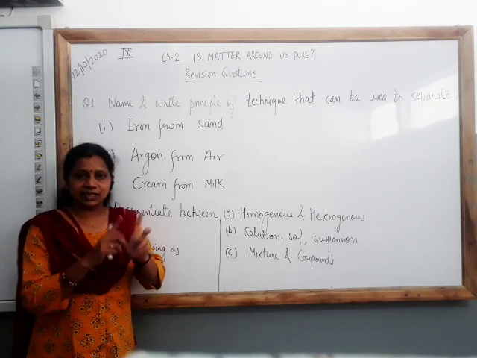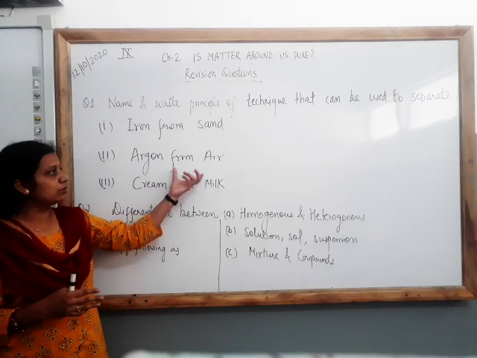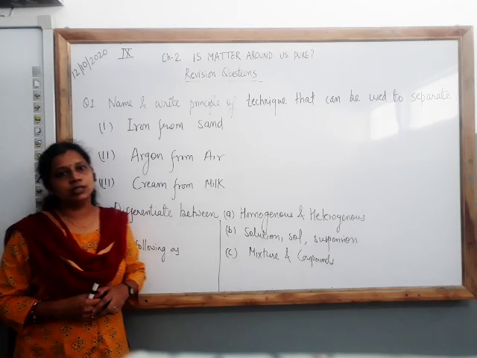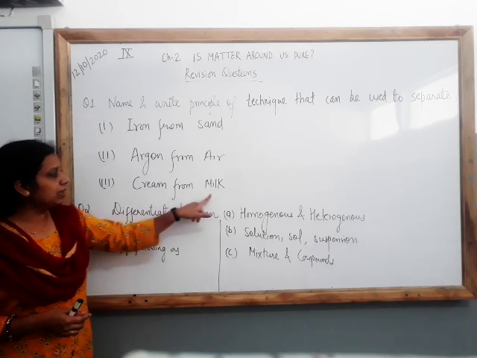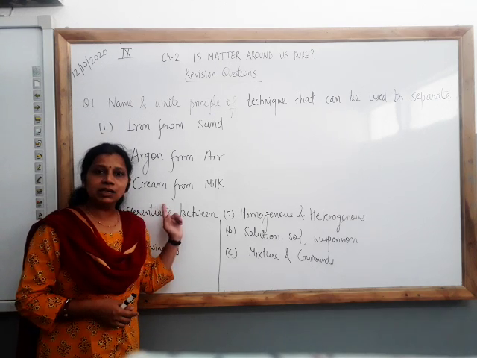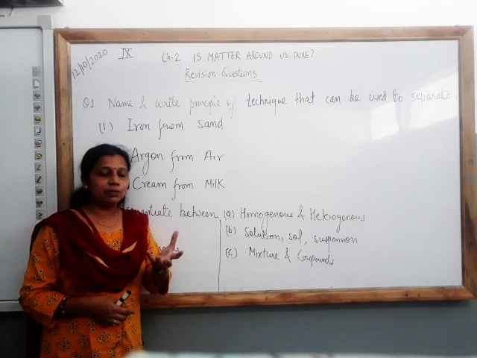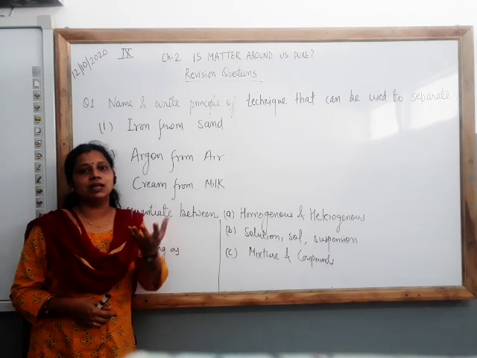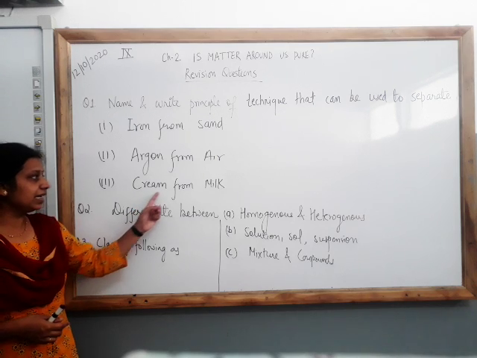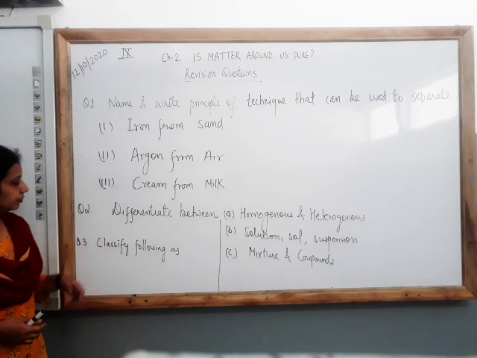So for argon, no need to make that diagram. Simply make the flow chart and write one or two lines about the boiling point of argon and how you are going to separate it. Cream from milk, this is centrifugation. So you have to write the principle. The machine is rotated at very fast speed and the heavy particles settle down and the light particles remain or float on the surface, and cream gets separated from milk. A simple machine diagram you can make here.